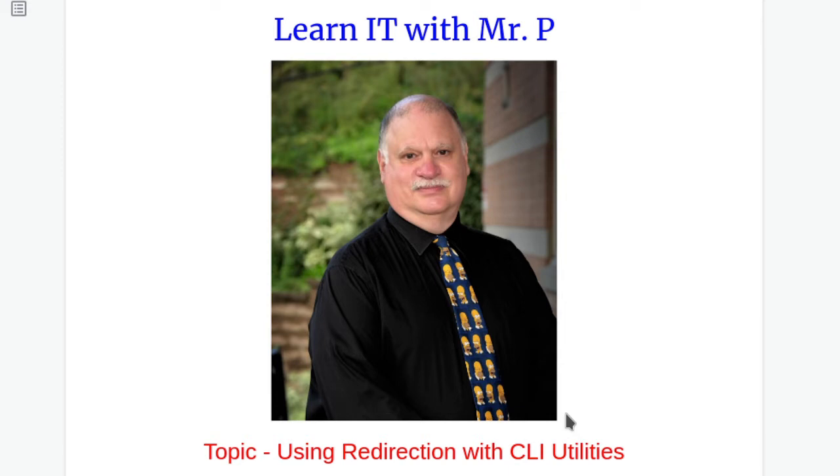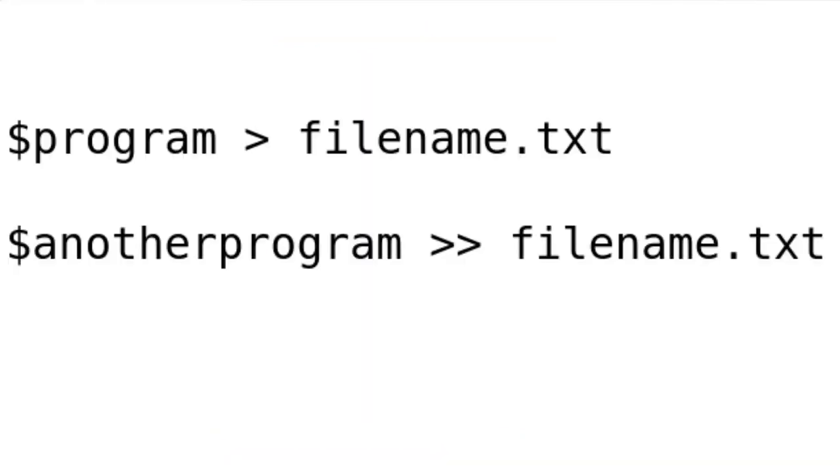Today's topic, I'm going to go through how to use redirection with some of the command line utilities that we've used before to create text files. It's a very powerful way of gathering information and using it later because you saved it to a file. Redirection is a way of taking output from a program, and instead of sending it to the standard output device, which is most of the time a screen, we're going to send it to a file.